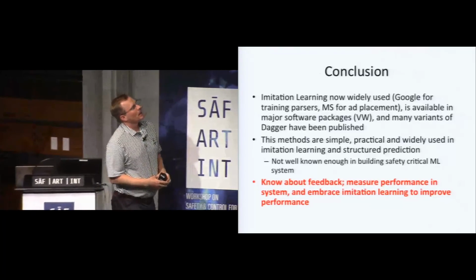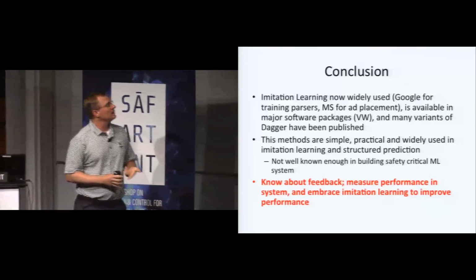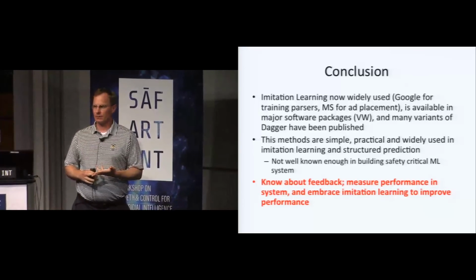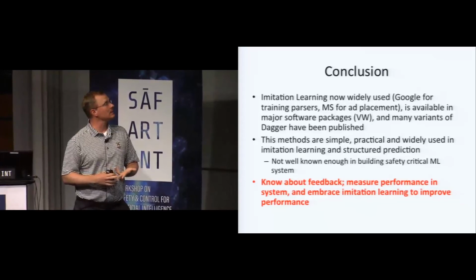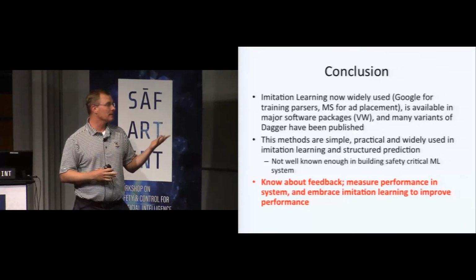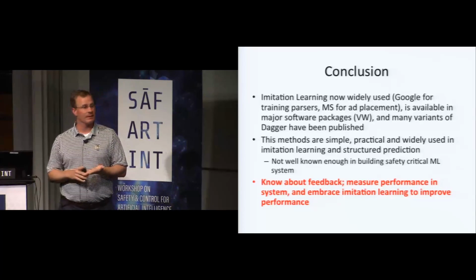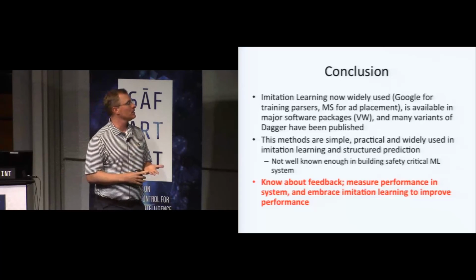So, conclusion. Imitation learning is now widely used in a variety of different approaches. However, it's not as well known as it should be, particularly for fixing these kinds of systems. The methods are simple, practical, and widely used in areas like structured prediction, but not in safety-critical ML systems. And I think that's somewhere that they need to be understood and used.